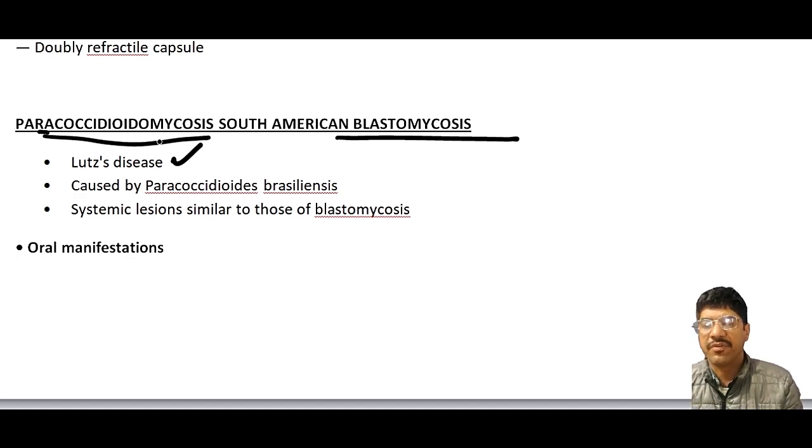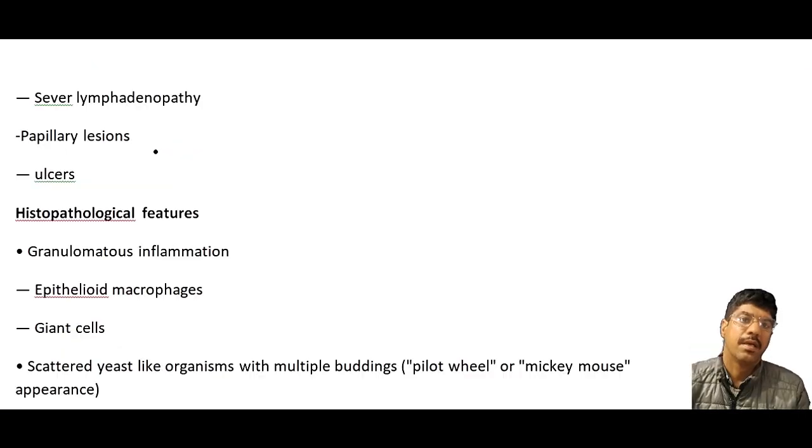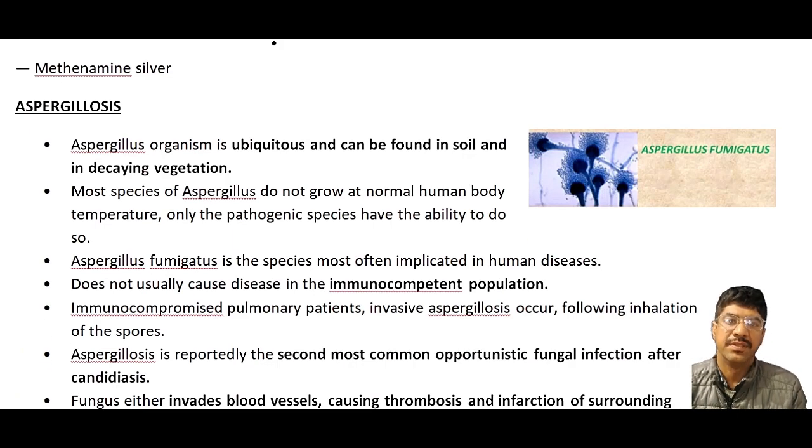Now, a difference from the North American blastomycosis is the size of the causative organisms. The fungus in South American blastomycosis ranges between 10 to 60 microns, whereas it is larger in case of North American disease. The next is aspergillosis.